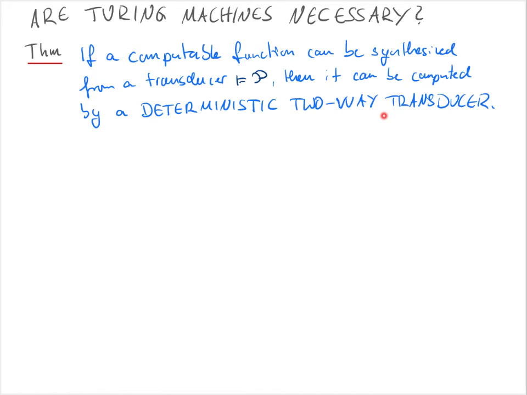So whenever we have that Eve has a winning strategy in the constructed game, then the synthesized computable function can also be implemented by a deterministic two-way transducer, which is of course very nice because deterministic two-way transducers enjoy much nicer algorithmic properties. For example, equivalence is decidable.